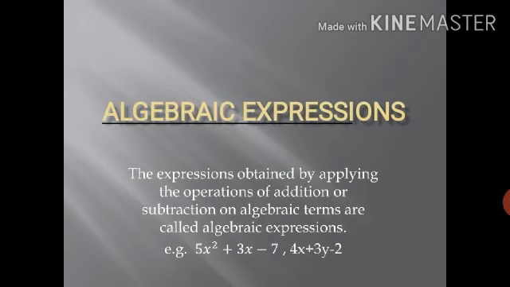and it becomes an algebraic expression. In the same way, in the second example, 4x plus 3y minus 2, we have two variables x and y in this example. But 4x is one term, 3y is the second term, and 2 is the third term. So combining 4x plus 3y minus 2 by the algebraic operations, we got an algebraic expression. So algebraic expressions have one or more terms and they are combined together by addition or subtraction.